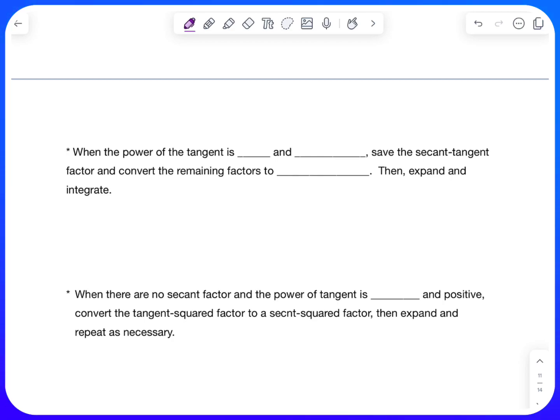Our next kind of situation we're going to look at is when the power of the tangent is odd and positive. Okay, so we're going to save a secant tangent factor and convert the remaining factors into tangents. So again, going to tangent. So let's say I have the integral of secant to the m times tangent to the 2k plus 1 power, so that means tangent is odd, dx.